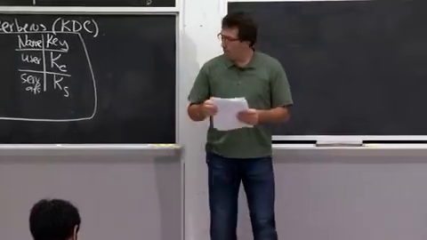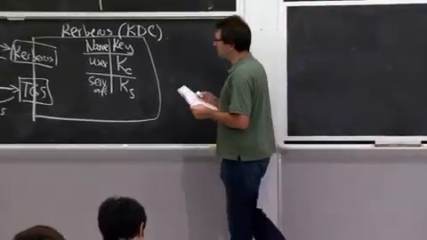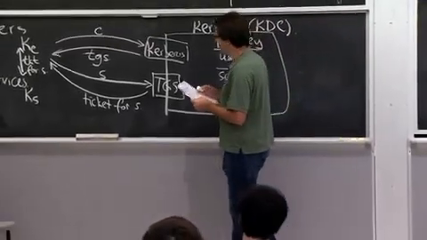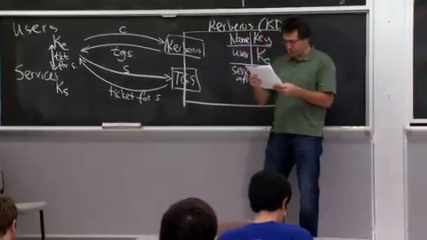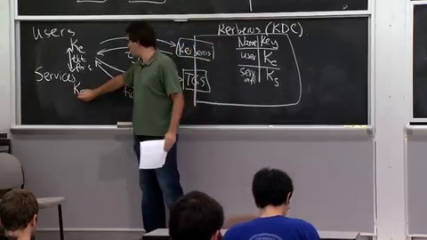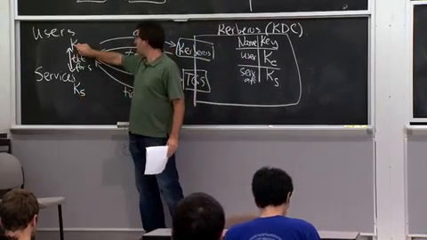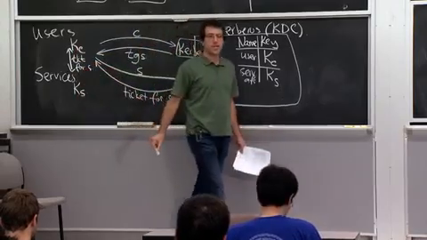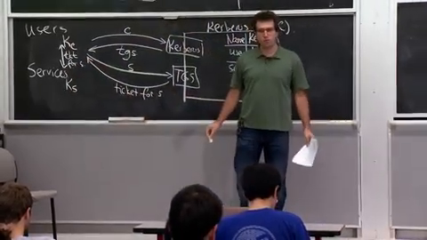So why do these guys have two interfaces? Well, I guess we might actually ask a bunch of questions. Like, in the case of a service, this KS is probably going to be stored on disk. What's going on with this KC on the user side? Where does KC come from in Kerberos?